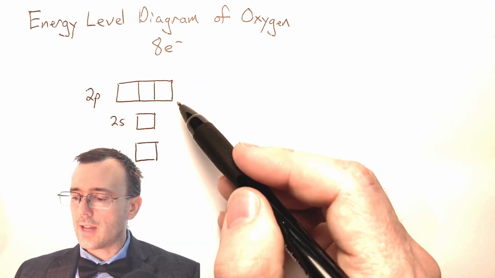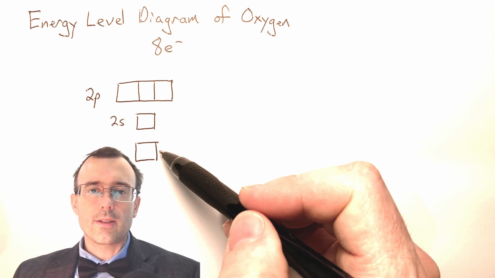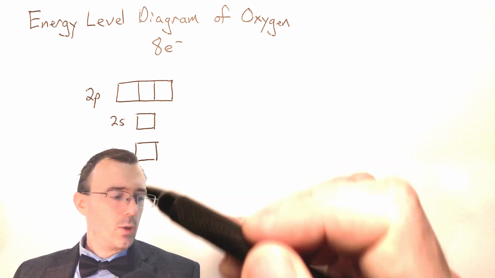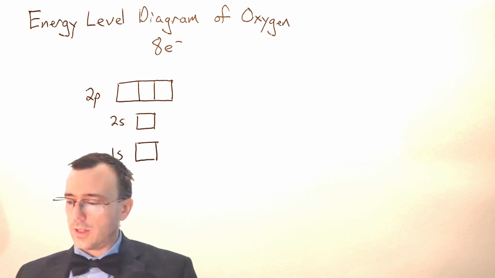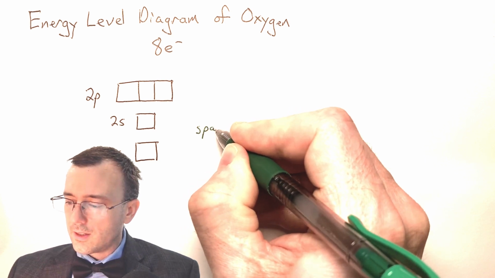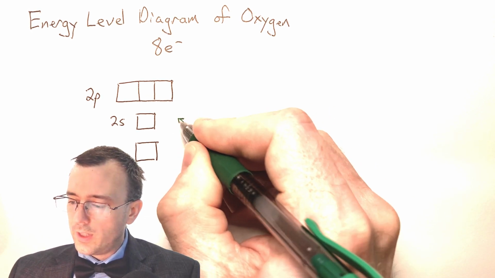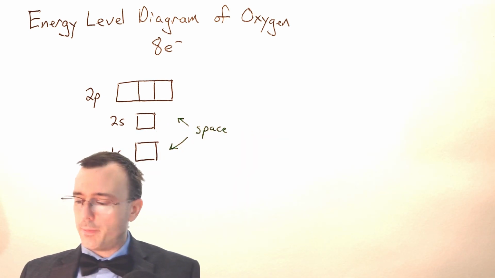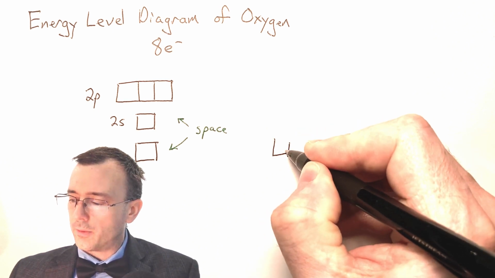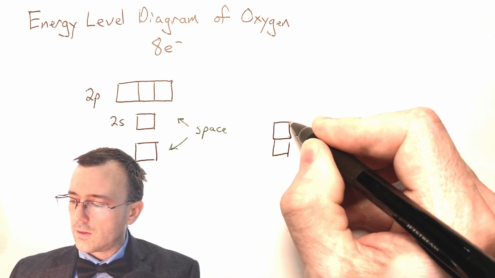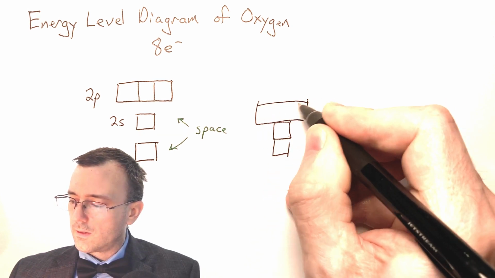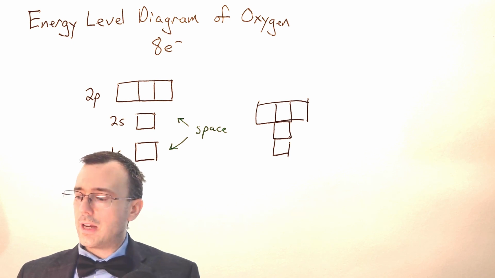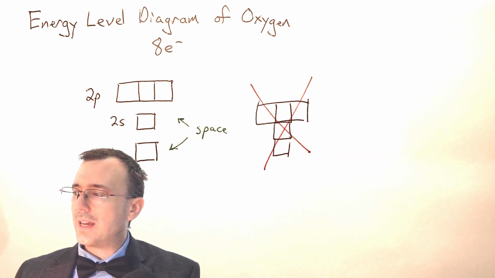Now, I'd like to comment here for a second that you should make sure you do your boxes the same way that I did. There's a reason behind this. First of all, make sure that you have space between your 1s and 2s orbitals. They should not be connected. If you're drawing them all connected, that's not correct, okay? So make sure you don't do any kind of drawing like that.